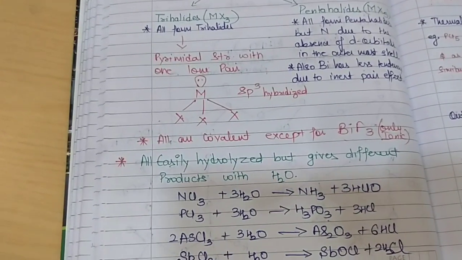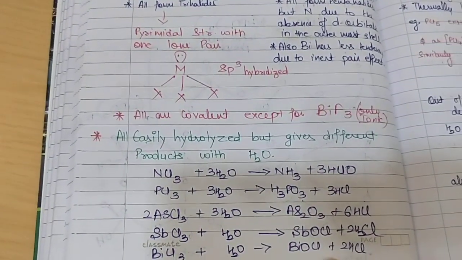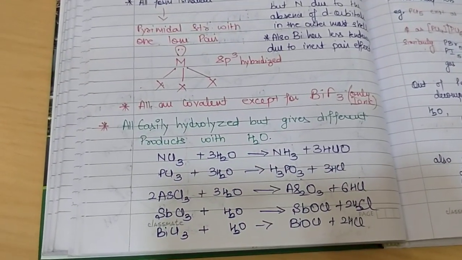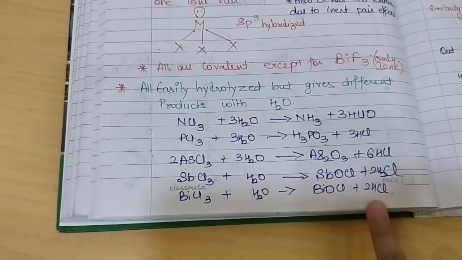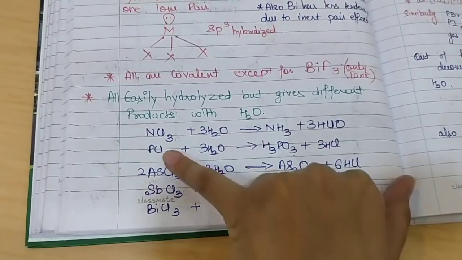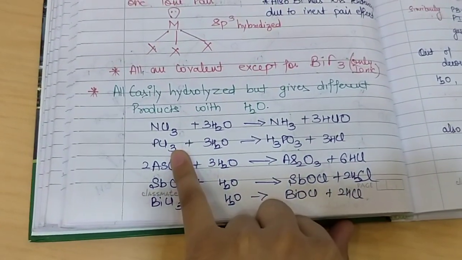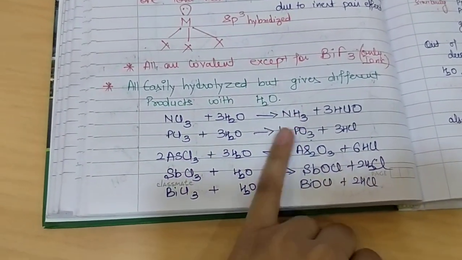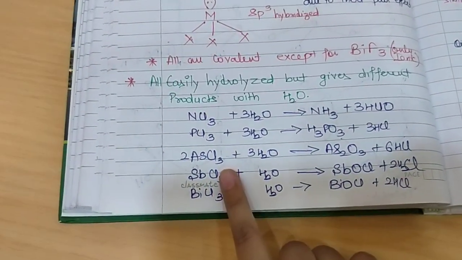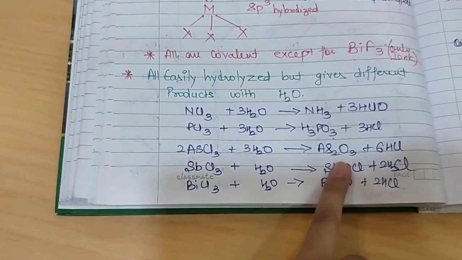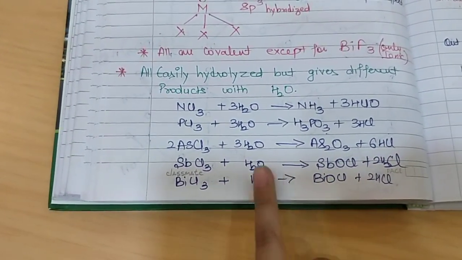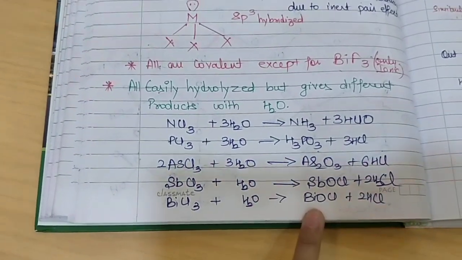All the trihalides are easily hydrolyzed, but they react differently with water. Hydrolysis means reaction with water. So these trihalides react with water to give different products: nitrogen trichloride gives ammonia when reacted with water, PCl3 gives phosphorus acid, arsenic chloride gives its oxide, and antimony and bismuth chlorides react partially with water to give oxychlorides.